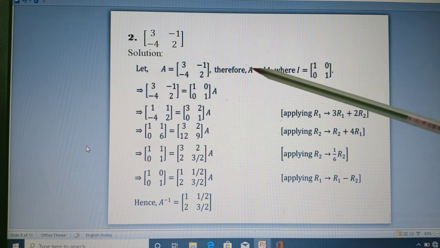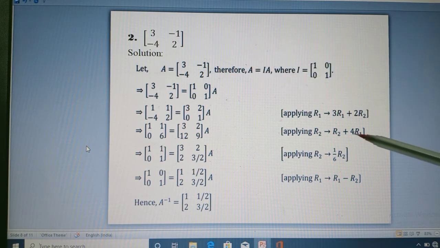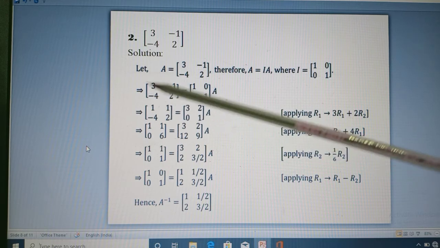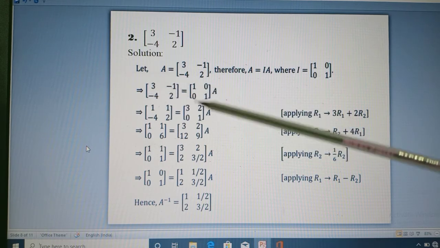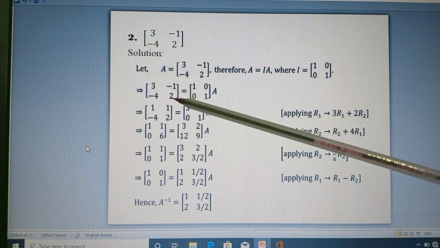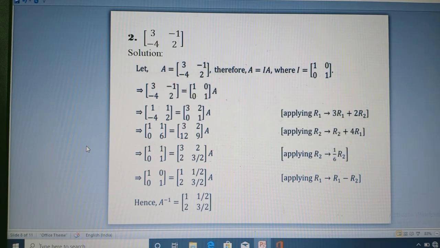First we write A equal to IA. Here also we are going to do it by row operation. The matrix [3 -4; -1 2] equals [1 0; 0 1] times A. Then we have to make this entry 1 and this entry 0. So accordingly we have to do the sum.